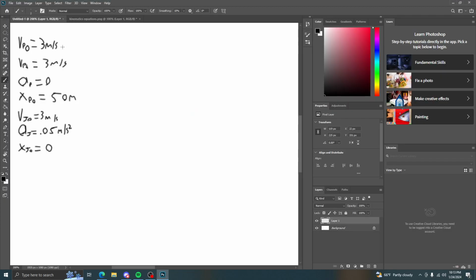So Pablo's initial velocity is 3 meters per second. His final velocity would be 3 meters per second because it's constant. And then because his acceleration is the rate of change of velocity and his velocity doesn't change, it's going to be 0 for his acceleration.